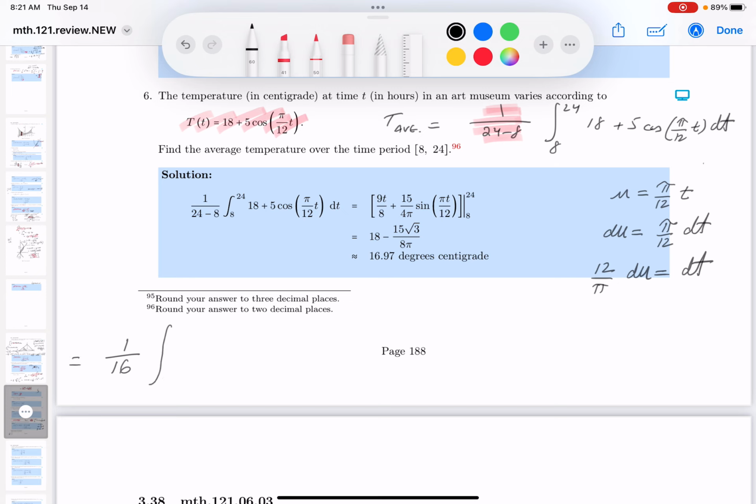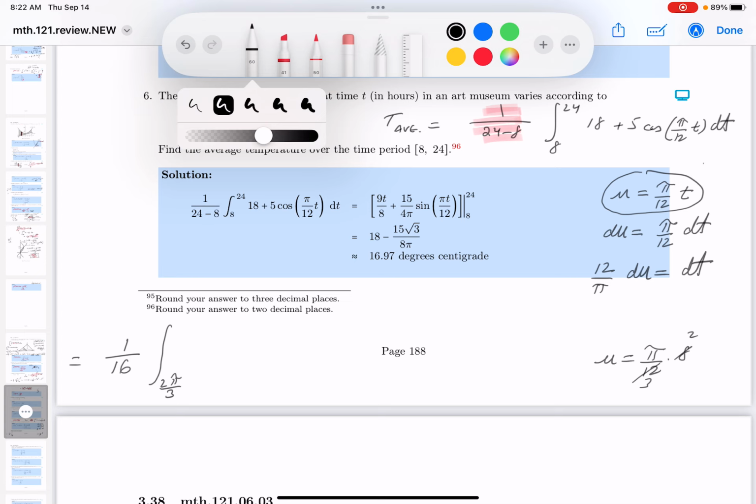If t is 8, what would u be? Let me write it down for you. If t is 8, u would be equal to pi over 12 times 8. I divide through by 4. This becomes 3, this becomes 2. So it's going to be 2 pi over 3. Now, if t is 24, what are you going to get? Well, u then would be pi over 12 times 24, so you just get 2 pi.